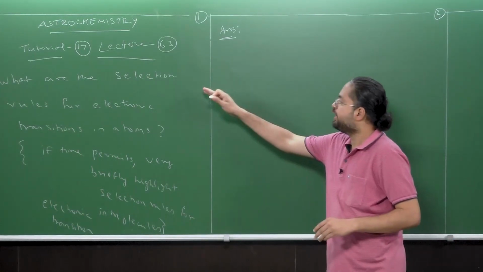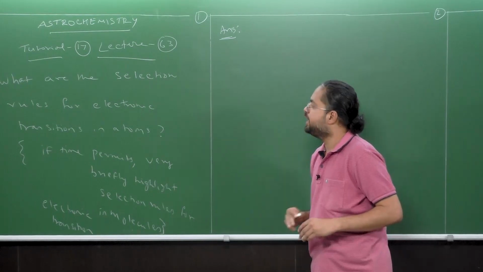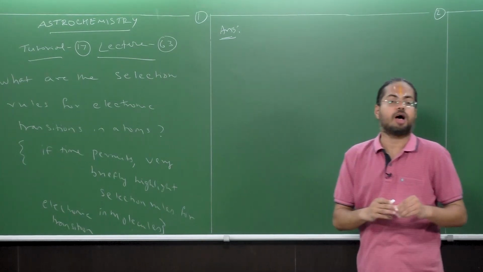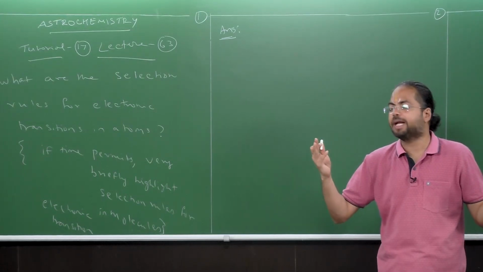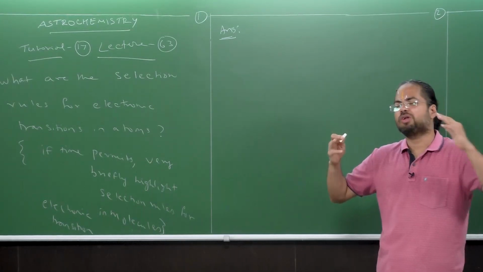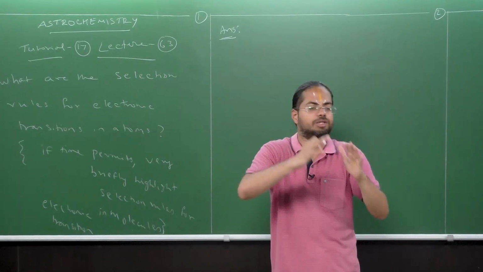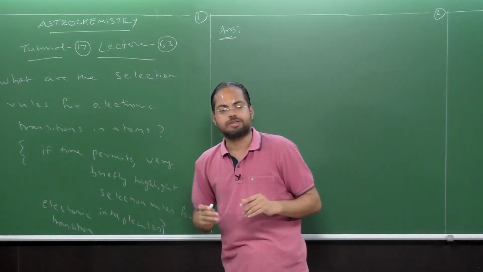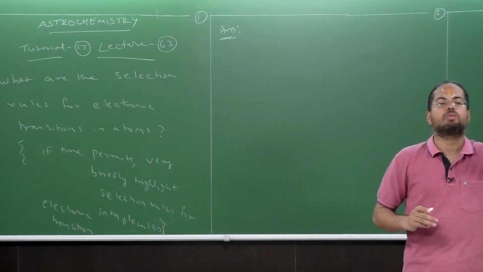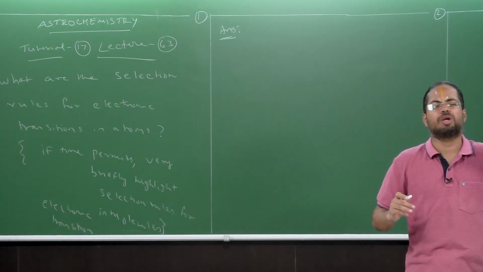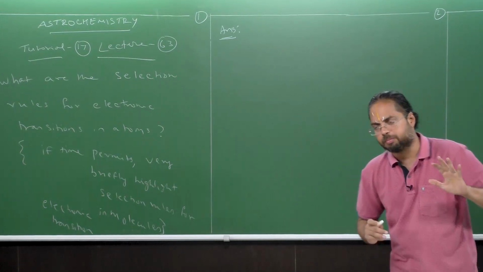Now let us see what the selection rules for the electronic transitions are going to be expressed in terms of. What would be your initial guess? Without knowing anything, just based on the connection between your rotational and vibrational transitions with the electronic transitions, it has to be some quantum number, right? We don't know yet what quantum number it is going to be, but it is going to be expressed in terms of some quantum number.